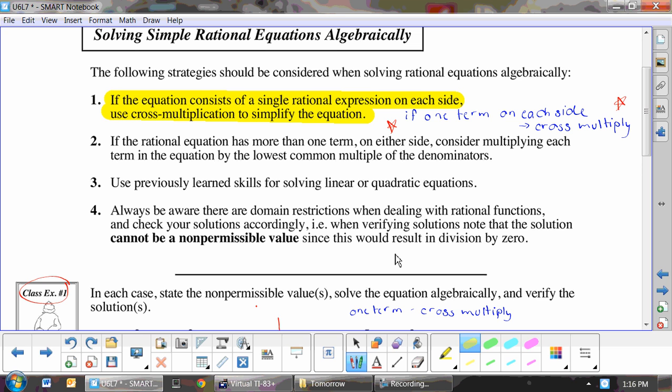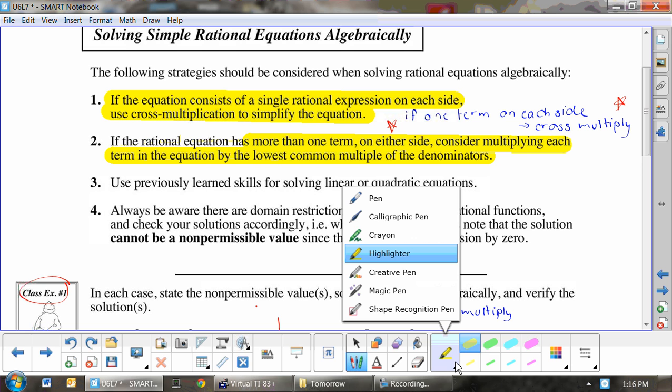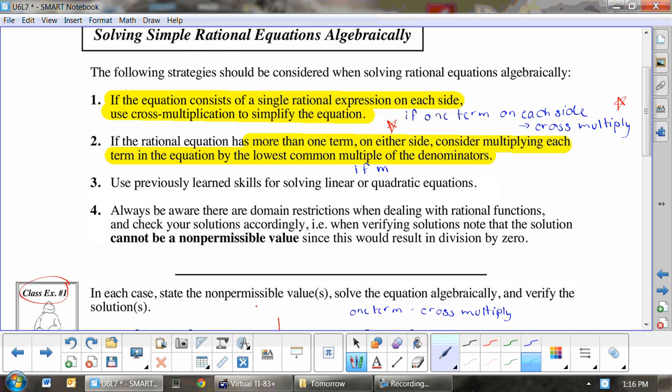Okay? The other type of problem is if there's more than one term on each side, in which case they want you to multiply each term by the lowest common multiple of the denominators, which basically means if more than one term, multiply by the LCD.